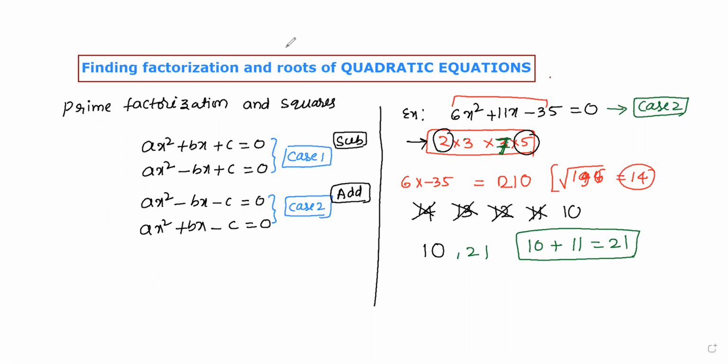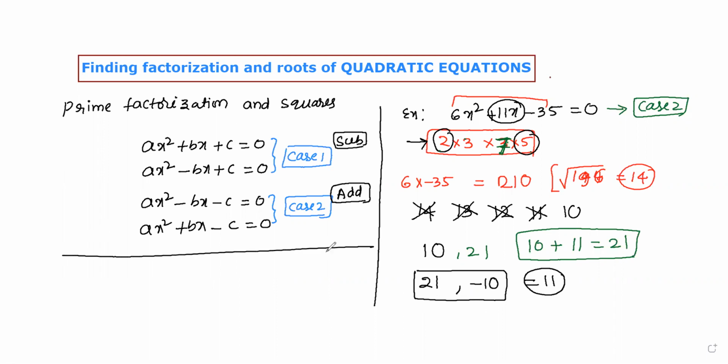Now let us adjust the sign. Here plus 11 is there, so I am taking 21 as positive and 10 as negative. Then if you solve these two numbers, you get 11 as the coefficient of x. After that, we have to do 21 minus 10. We divide these two numbers by the coefficient of x squared, which is 6. Here also 6, and you cancel the common number from the fractions.